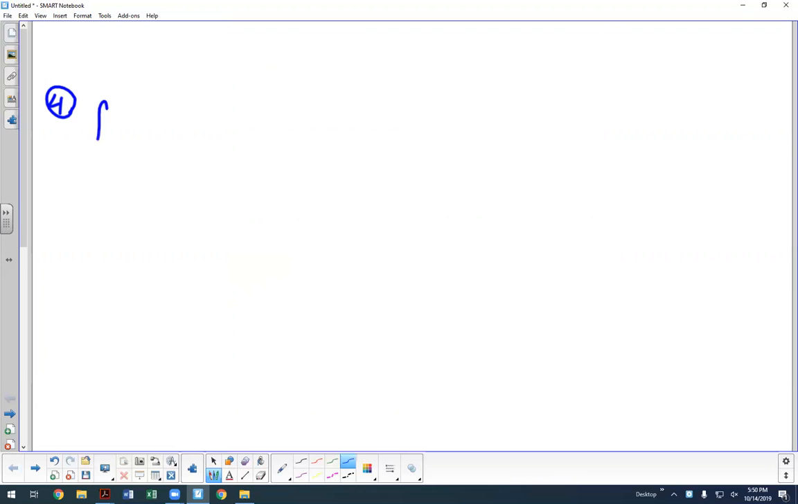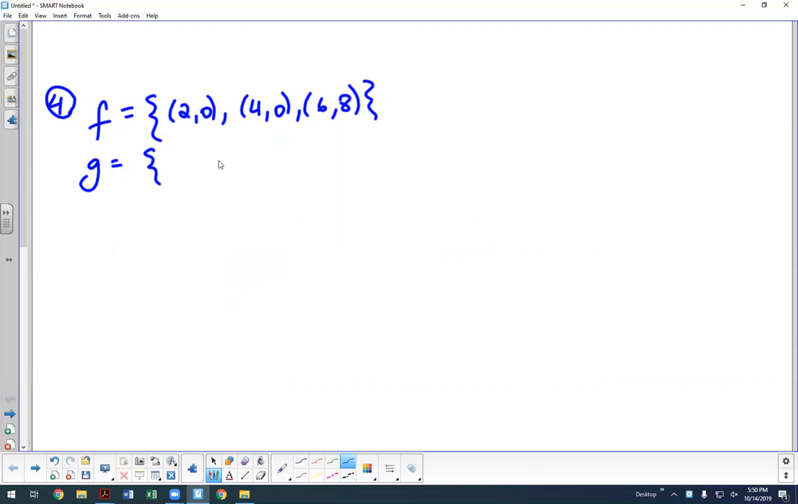So we are defining the f function as a set of ordered pairs. We're given (2, 0), (4, 0), and (6, 8). The g function is defined as a set of (0, 7) and (6, 0). Okay, so they're asking us to figure out what the function g of f will be, and of course talk about the domain.